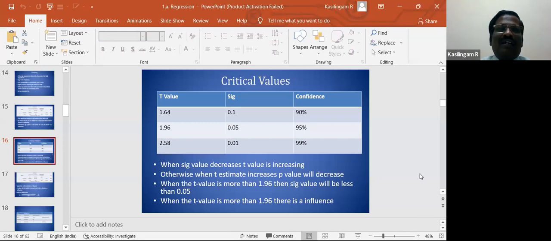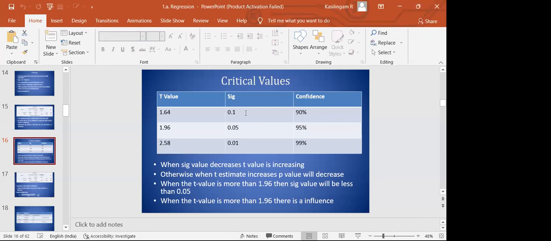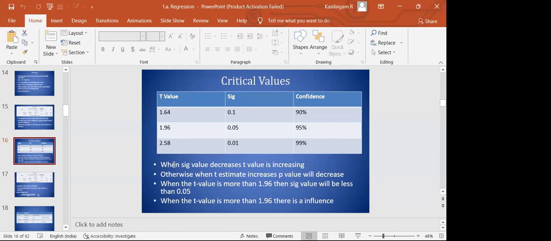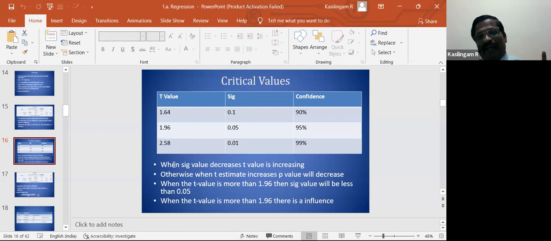Who are you going for, alternate or other things? See, I am telling you, when the significant value is less than 0.05, that is the first statement I have made by looking at this data: when the significant value is decreasing, my t value is increasing. Am I right? Yes, sir. So that is the first statement I have made.